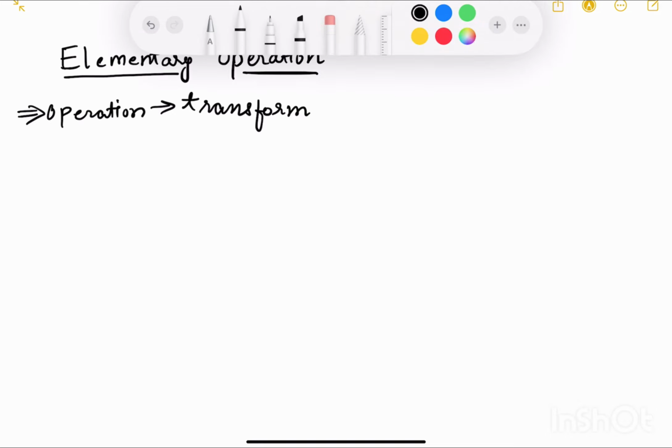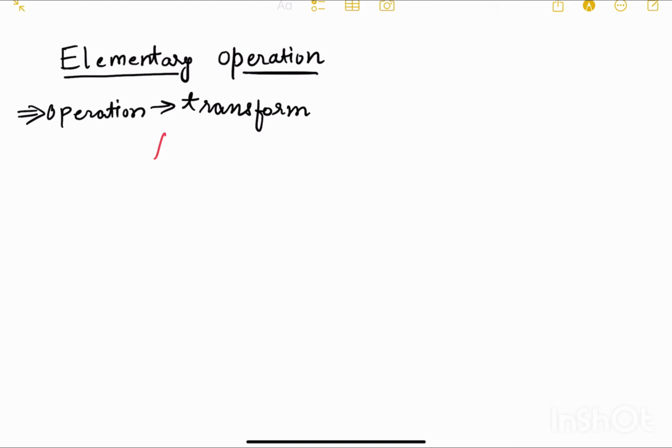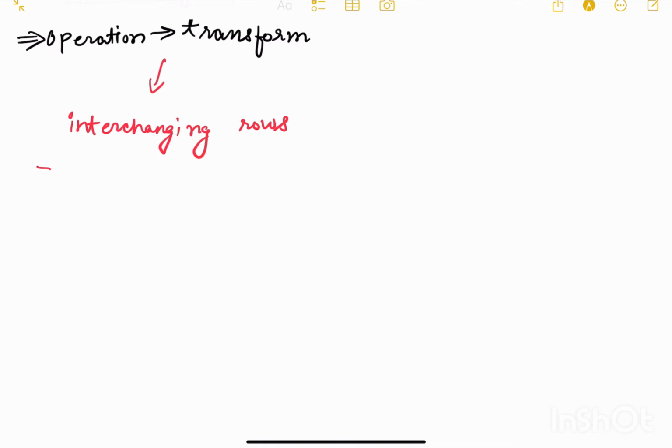Now there are a few different types of operations which we can do on our matrix. The first one is basically interchanging my rows. What do I mean by interchanging my rows? What if I'm given this matrix, I'm just writing a 3 cross 3 matrix, and I want my second row to be at the first place and my first row to be at my second place. So how do we write it?